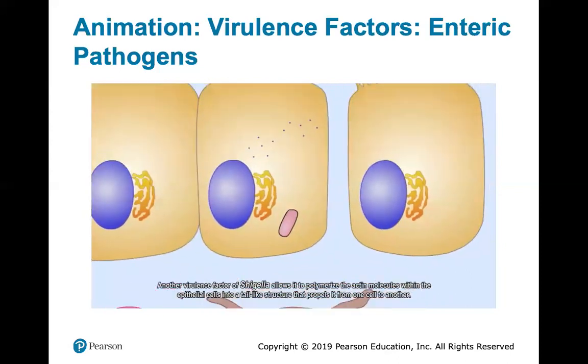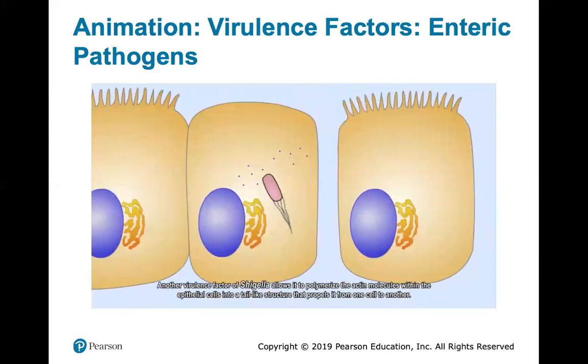Another virulence factor of Shigella allows it to polymerize the actin molecules within the epithelial cells into a tail-like structure that propels it from one cell to another.